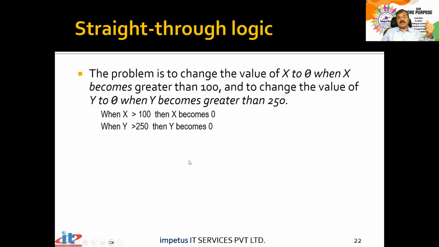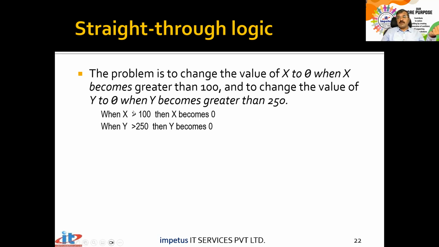Okay, now look at the scenario. Look at the problem statement. It says the problem is to change the value of x to 0 when x becomes greater than 100. If x is greater than 100, it should become 0. And to change the value of y to 0 when y becomes greater than or equal to 250. Now, the condition to check the value of x has nothing to do with the value of y because these are 2 independent things. If x is greater than 100, then x becomes 0. If y is greater than 250, then y becomes 0.